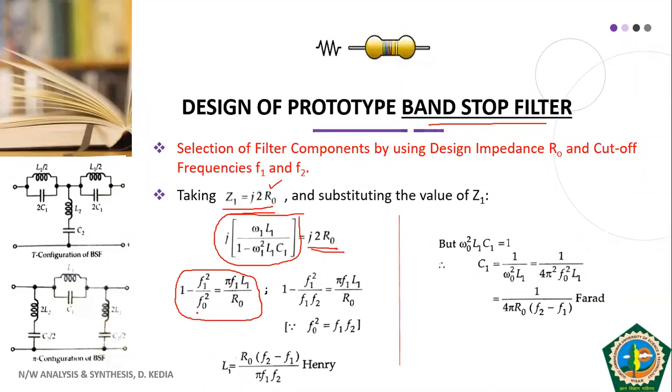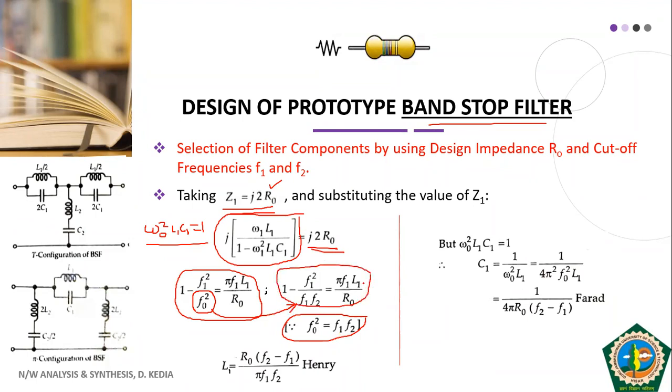Now you see here we have f naught square. You remember where this f naught has come from? You know that omega naught square L1 C1 equal to 1. So if you use this condition somewhere, you will get this f naught. This is the expression we get. And if you remember, in the last class we saw the derivation that f naught square is equal to f1 into f2. This means the resonant frequency square is equal to the multiplication of the two cutoff frequencies. This we had derived. So if you substitute f naught square equal to f1 into f2, we get this.